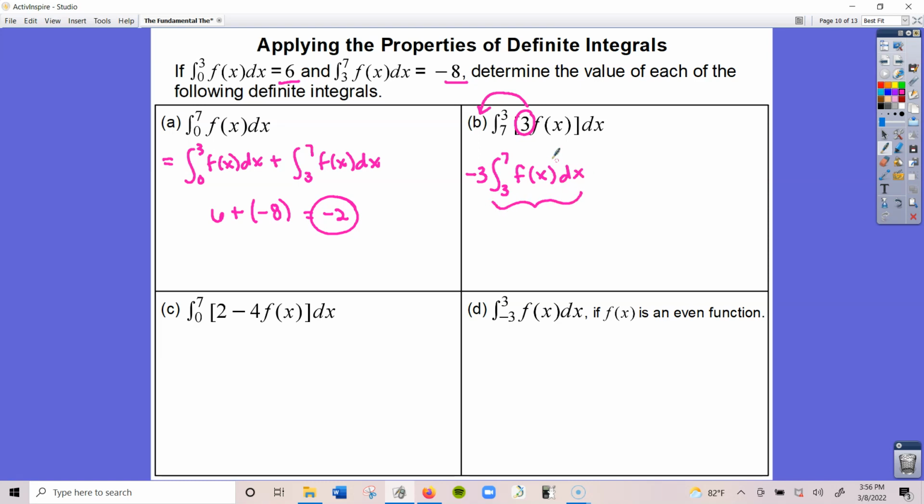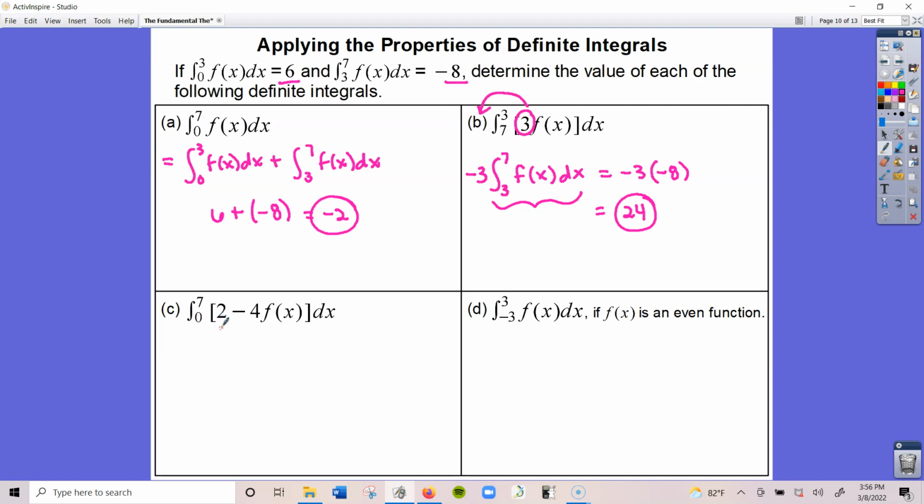I have this. This is what was given here. So this is going to equal negative 3 times the integral from 3 to 7 of f of x, which is negative 8. And negative 3 times negative 8 is 24.